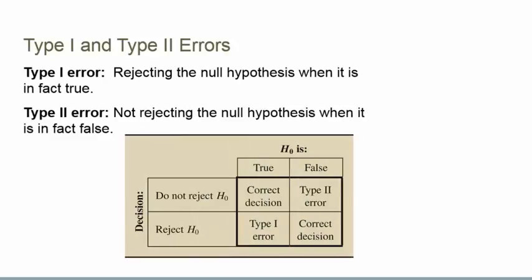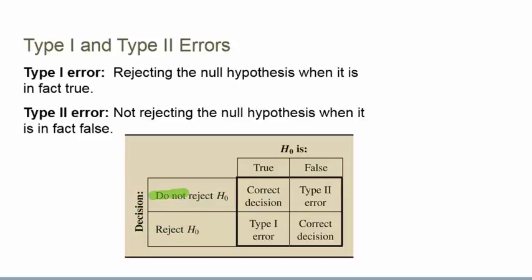We have a table to help us negotiate the different types of hypothesis tests and decisions. Our columns are for H sub 0. The column to the left is when H sub 0 is true. The column to the right is when H sub 0 is false. I have two rows for my decision. My first row, my decision is do not reject H sub 0. The second row, my decision is reject H sub 0.